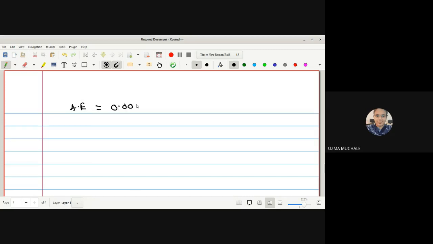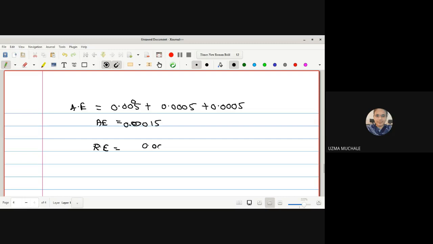Combining all those, it will be 0.0005, 0.0005, 0.0005. It will be nothing but 0.0015. Yes, ma'am. So the absolute error we got is 0.0015. So what will be the relative error?